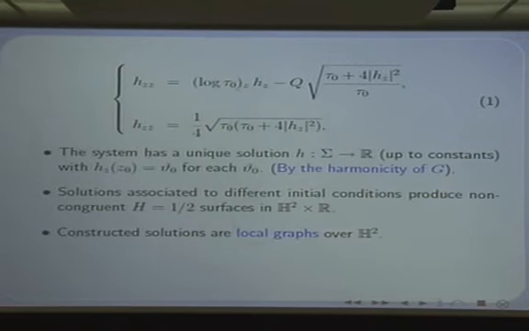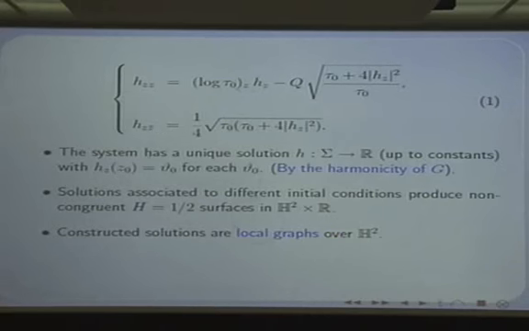And you can prove also that solutions associated to different initial conditions produce different surfaces in H2 cross R which are in general non-congruent. So starting with a Gauss map, I have a 2-parameter family of in general non-congruent surfaces with the same Gauss map, let's say. Okay, and moreover, by the construction from the very beginning, they are all local graphs.